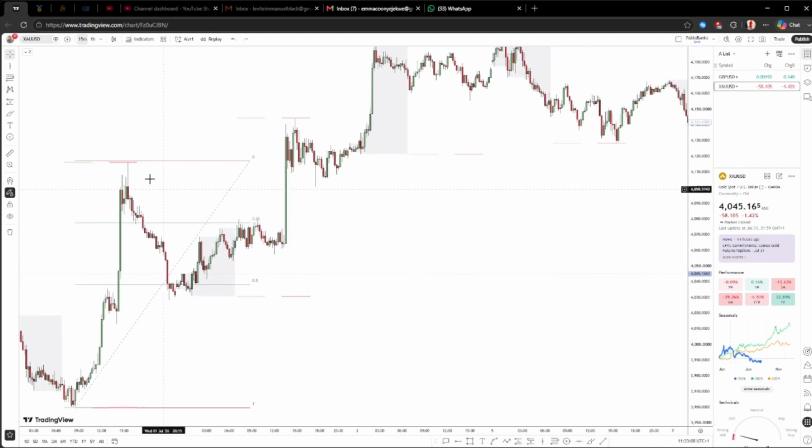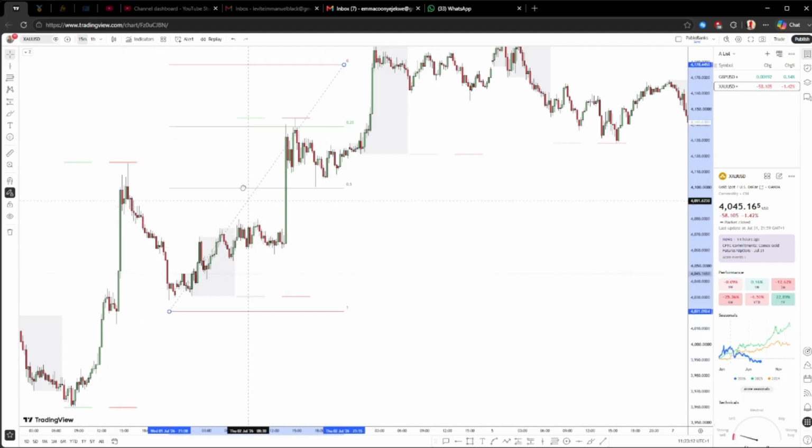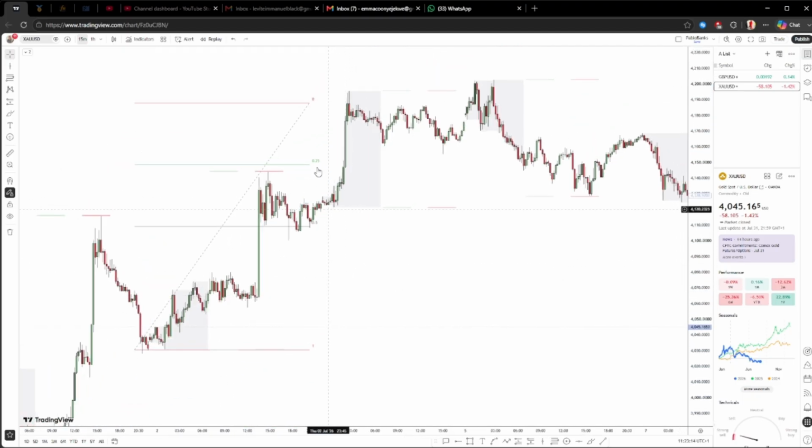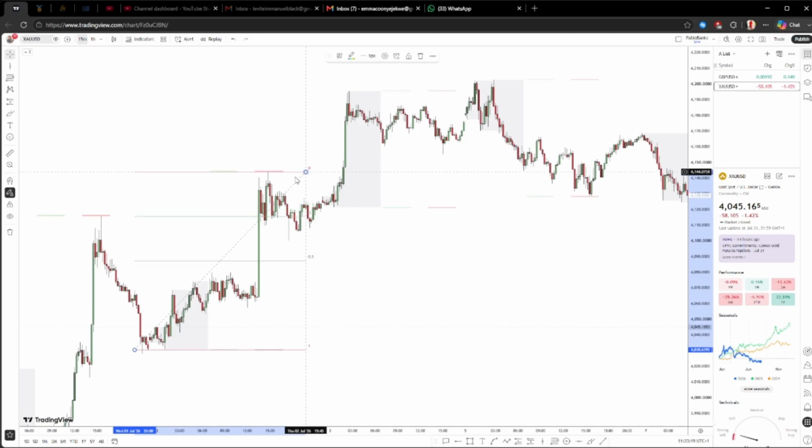Then, okay, after this move, price has taken out this high. What will you do the next day? Draw a Fibonacci again from the low to the high that you have seen. This is the high. So will we be looking for buys or looking for sells? We should be looking for buys. And price came to this 0.25 and started halting.